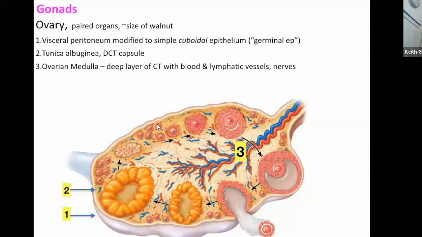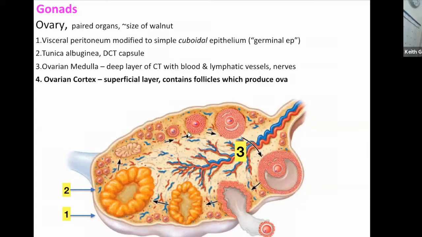And then internally, you've got the medulla right here. Remember, just like the kidney medulla, that's on the inside. This is where all your blood vessels, nerves, and lymphatic vessels are coming in, and that's basically the internal part of the ovary. On the outside, you have the cortex, again, like the kidney, the surrounding area right here. And this is where all the follicles which produce the ova will be present. So there we are. That's the ovary right there.